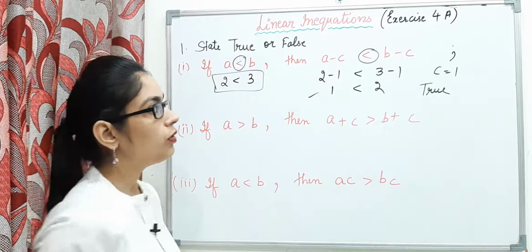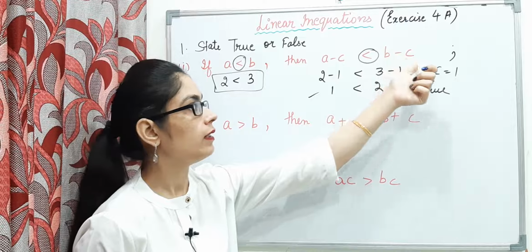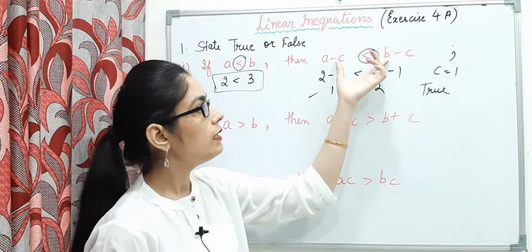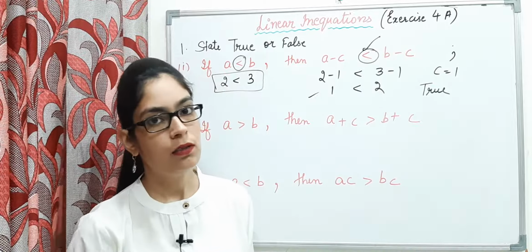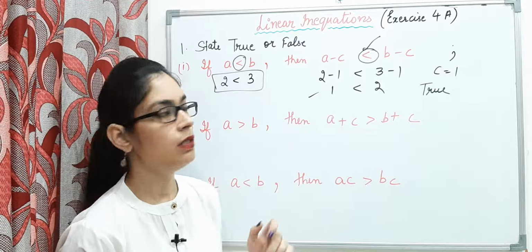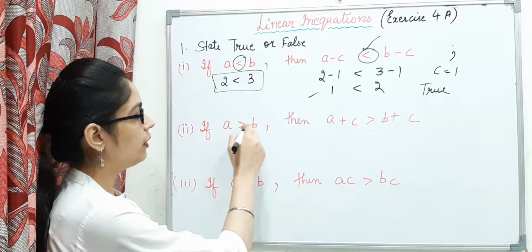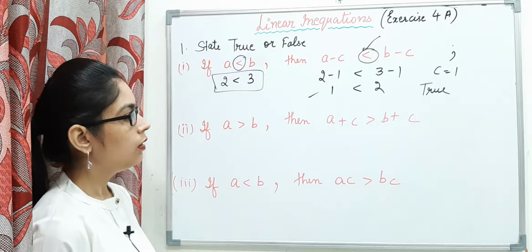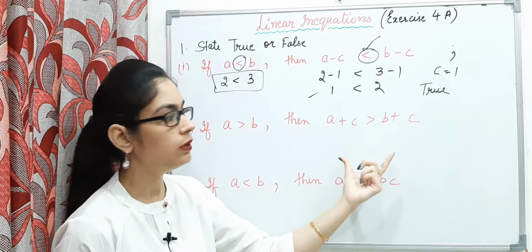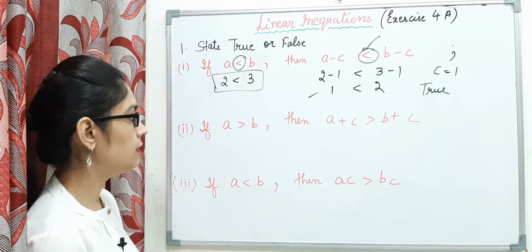You can assume any other number according to this inequation and you can check for this. So it is true, and from here you can also learn one thing, that if you are subtracting a common number from both the sides of the inequation, then the inequality sign will remain the same. See, same number we are subtracting from both the sides. Sign of inequality same. Second one, if A is greater than B, and then one common number, if we add on both the sides, there will be the same inequality sign. So let's check.